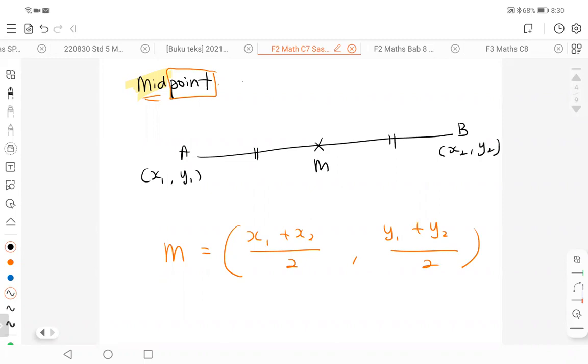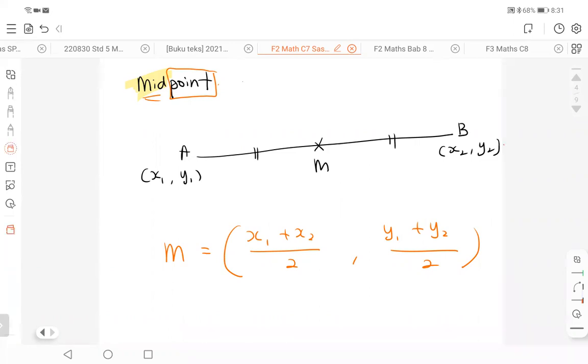Do we need to memorize the sequence, which is x1 and y1 on the left? No need, not necessary. You only confuse yourself. x1 and x2 just tell you that these are 2 different coordinates. You can write x2 plus x1 also, that's not the focus. As long as you total up, plus it, and then divide by 2, you will find the coordinates of the midpoint.